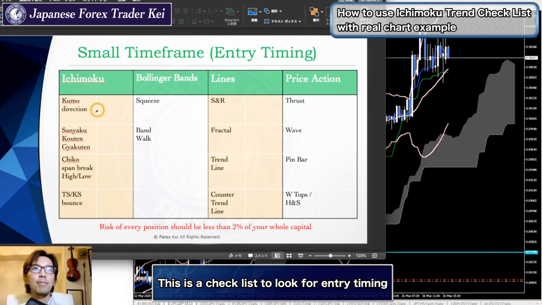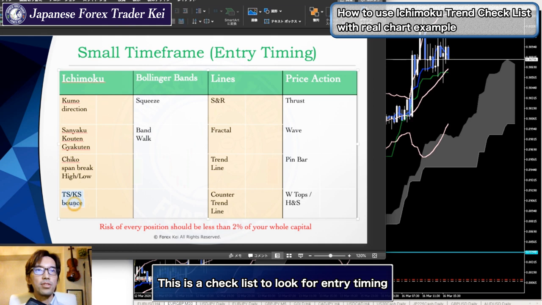Because when you look at the Kumo, Ichimoku, you look at the Kumo direction again, and also you look at whether either a Sanyaku Koten or Gyakuten signal is happening on the market, and whether Chikou Span is breaking the recent high or low, up or downwards, and also whether the market has been supported or resisted by Tenkan Sen or Kijun Sen. So that's something that you can look at by using Ichimoku here.